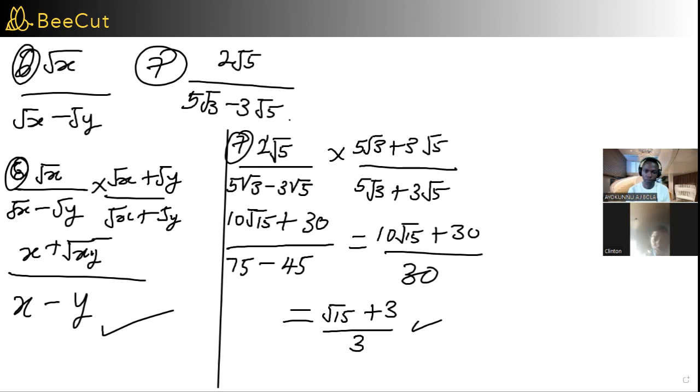You understand? So root 15 plus 3 all over 3, since we're able to divide. No need, because this is multiplication. This is addition, not multiplication. So this is multiplication, you have to cut it. Yes. So let me bring it up. You can put this down.